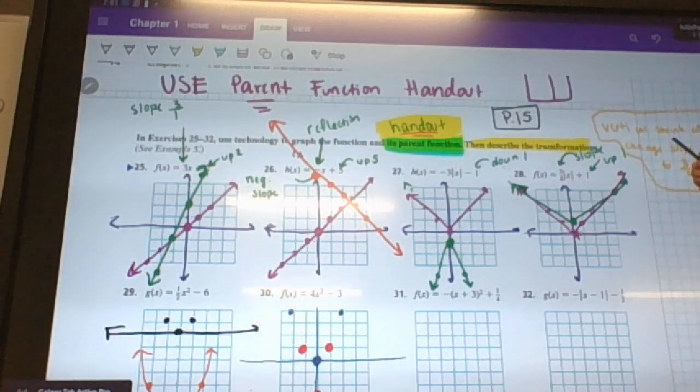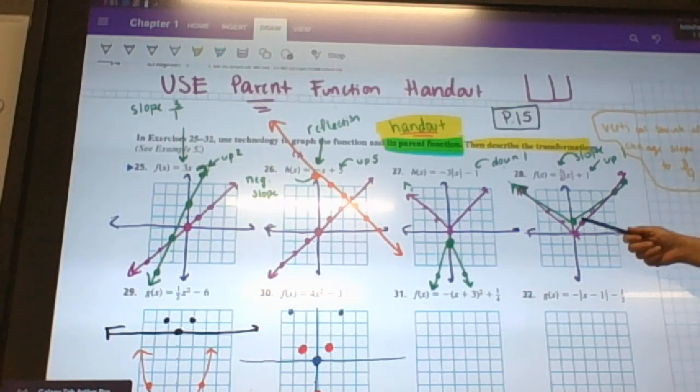This is a little note. This is called a vertical shrink of 3/4. You change the slope to up 3/4.